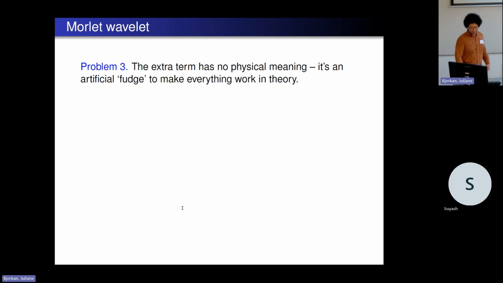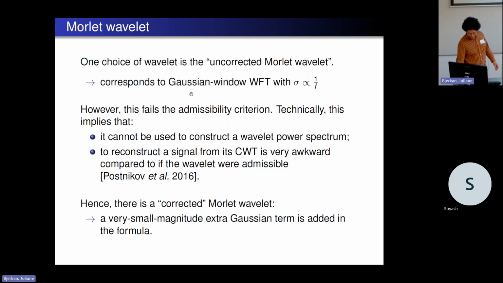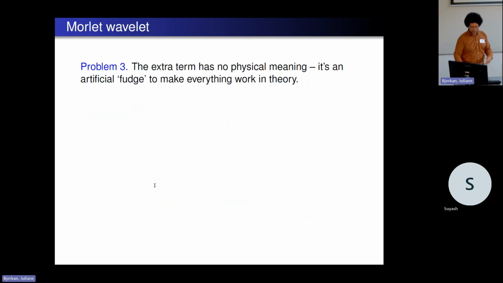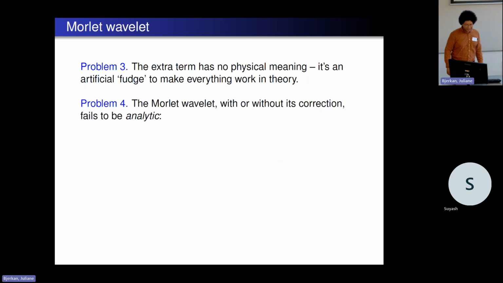But there's another problem here. This is now the third problem I'm mentioning. This extra term that's added to make the Morlet wavelet admissible has no physical meaning. It's just an artificial fudge to make the theory work. And then there's another interesting problem. The Morlet wavelet, in other words this Gaussian one, with or without its correction, fails to be what's called analytic.